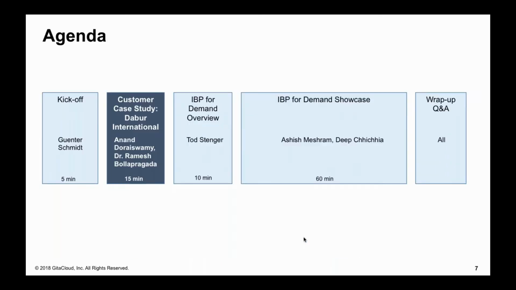All right, let me now walk you through the agenda. We'll first go to Anand, who will articulate the challenges with forecasting demand for Dabur International 1,000 plus products across more than 100 countries. The GitaCloud supply chain scientist team was able to showcase a tremendous reduction to the forecast error when compared to the baseline. Dr. Ramesh will present a summary of approach and results from the forecasting pilot using IBP demand at Dabur International.